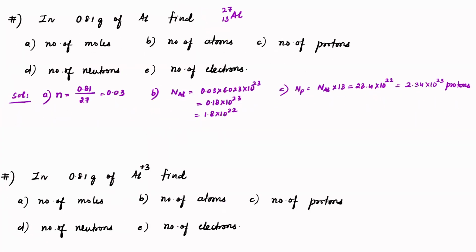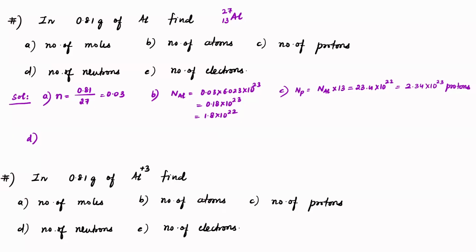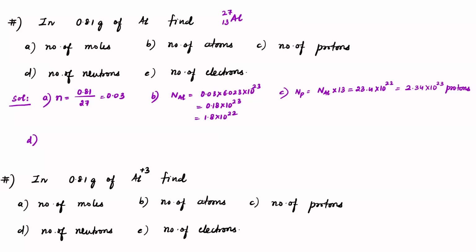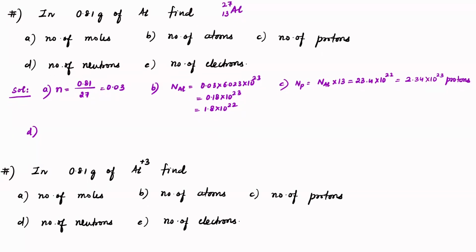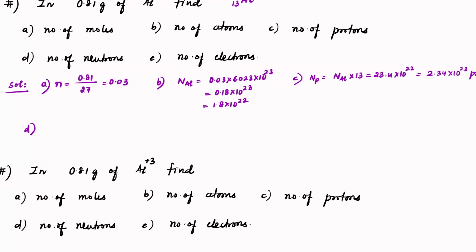Right, beta? Manav, how about neutrons, beta? 2.52 into 10 raised to 23. Yes, sir, 2.52. Very good. So the number of neutrons is equal to 2.52 into 10 raised to the power of 23. It's just a multiplication of that part.